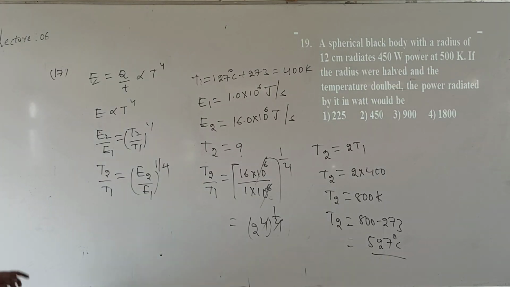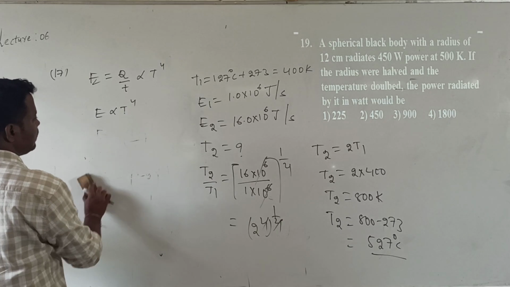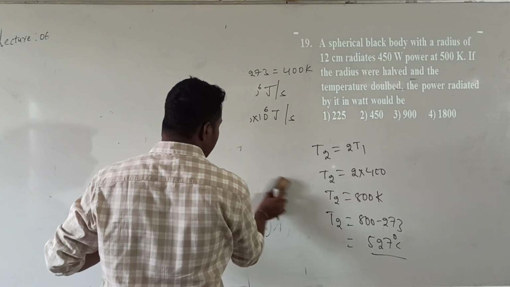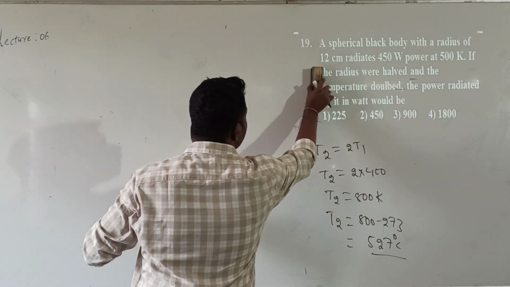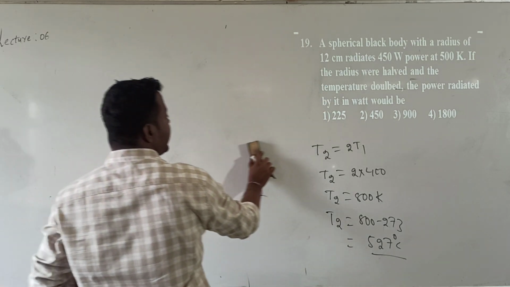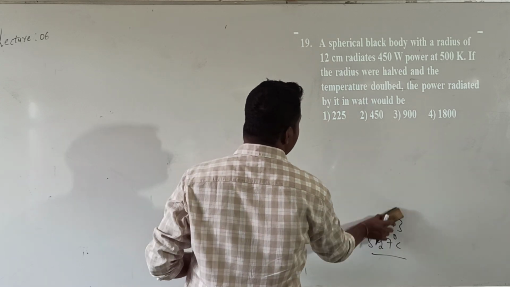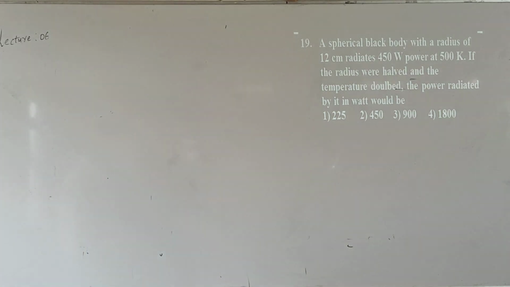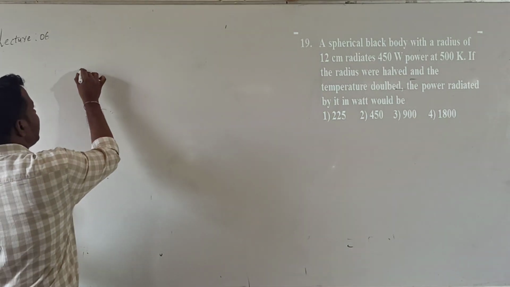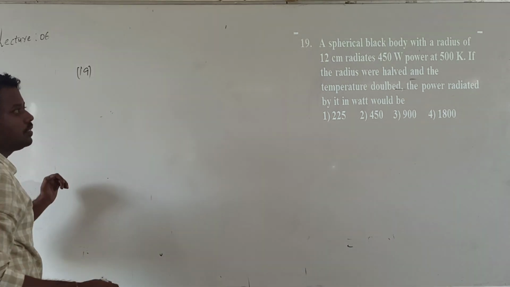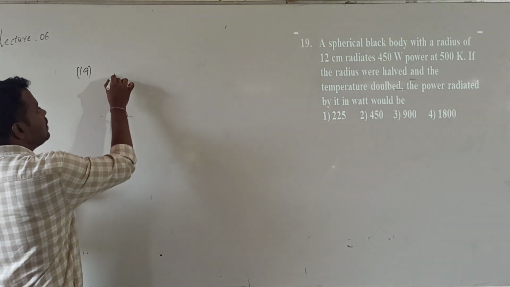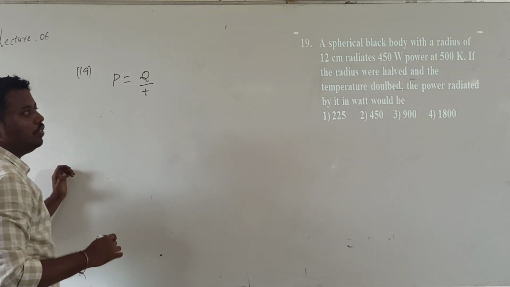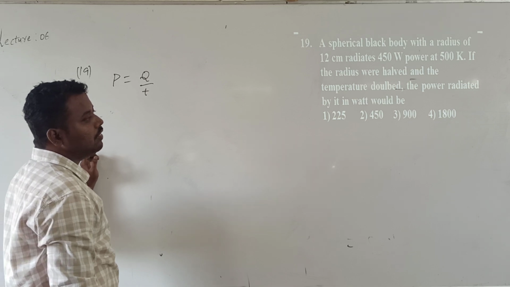Next, question number 19. A spherical black body with a radius of 12 centimeters radiates 450 watts power at 500 Kelvin. The power is nothing but the rate of heat flow, Q by t.